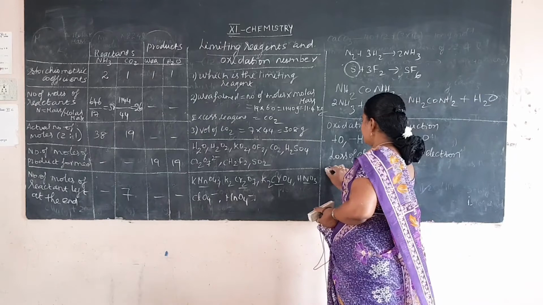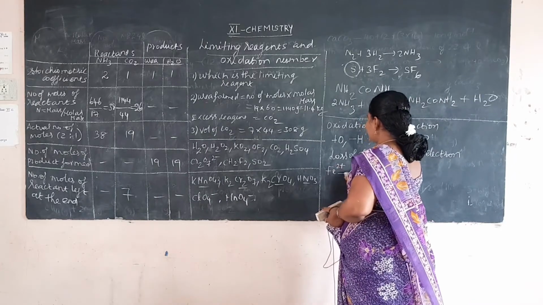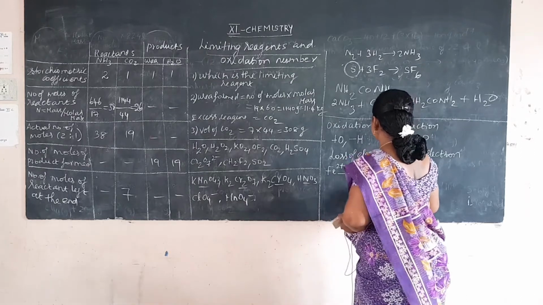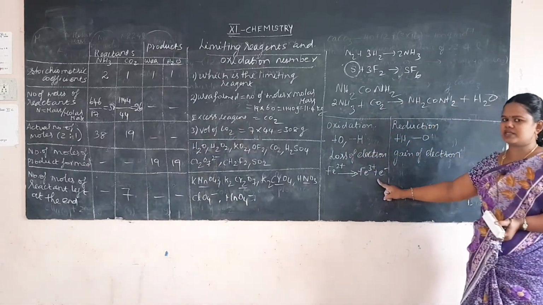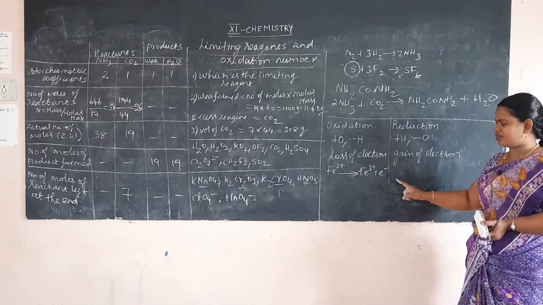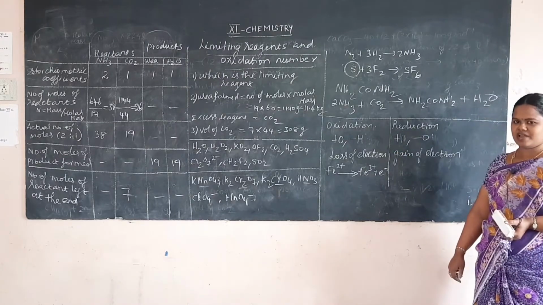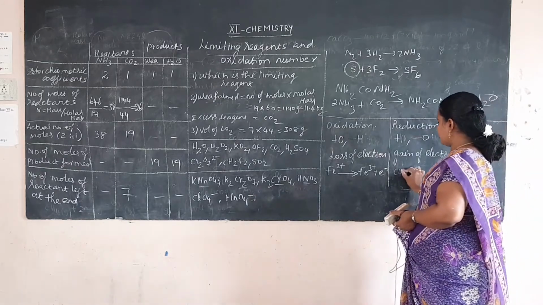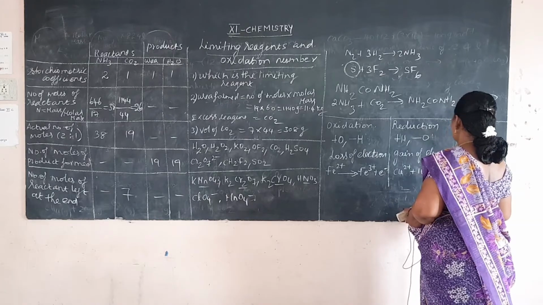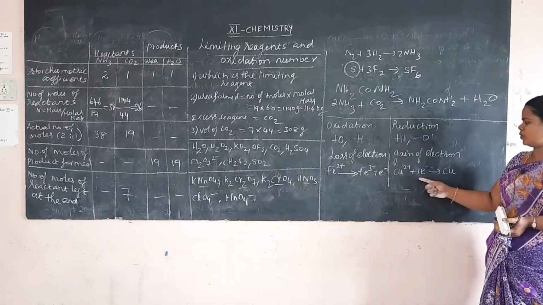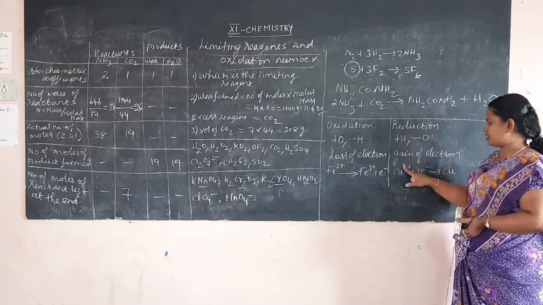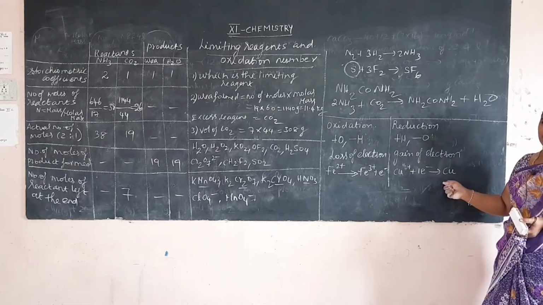For example, Fe2+ gets converted into Fe3+ plus electron. So what do we have here? There is removal of electron, loss of electron. So it is what? It is oxidation. And a reaction which involves gain of electron, Cu2+ plus 2 electrons gives Cu, then it is what?